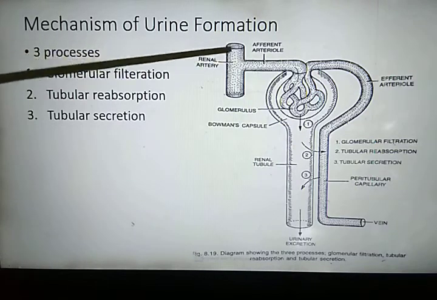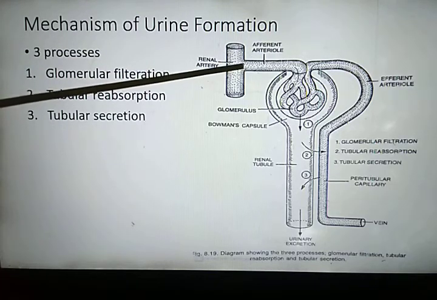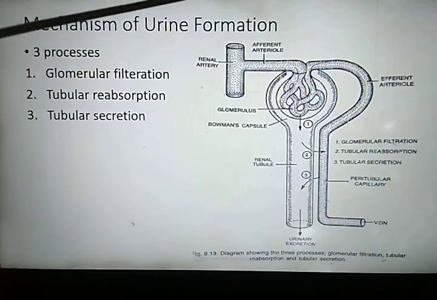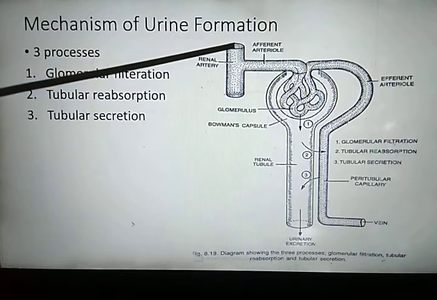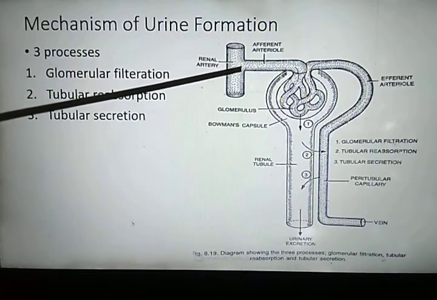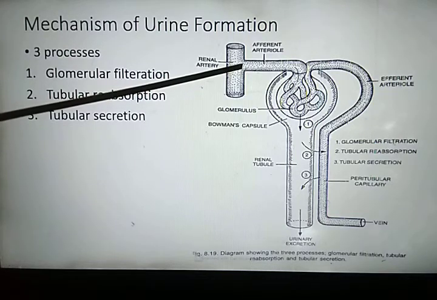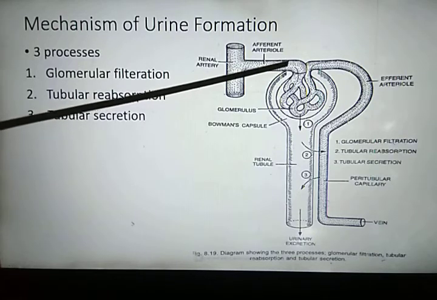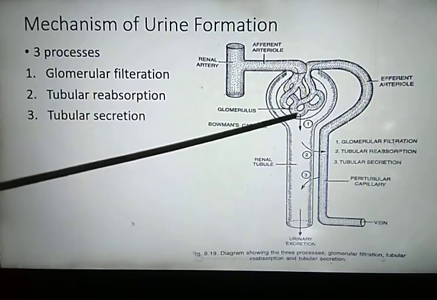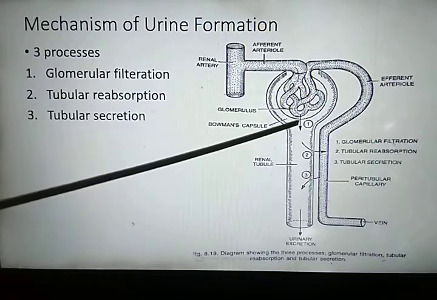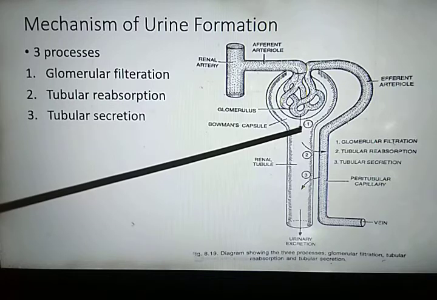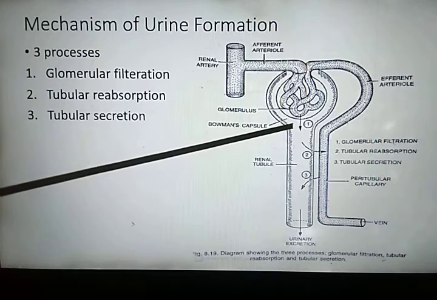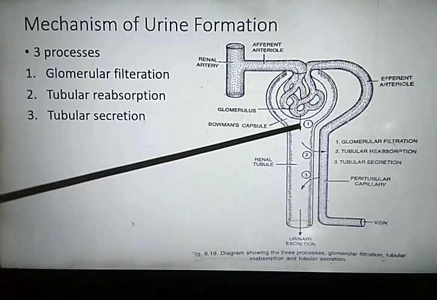So from the renal artery, around 1100 to 1200 ml of blood enters into the kidney per minute. And how much filtrate is produced? 125 ml. After glomerular filtration, 125 ml of glomerular filtrate is produced in 1 minute. So how much filtrate is produced in one day? 180 liters per day.